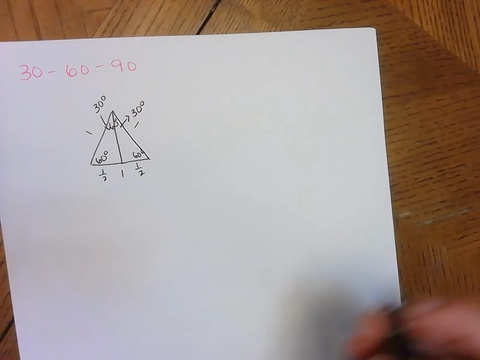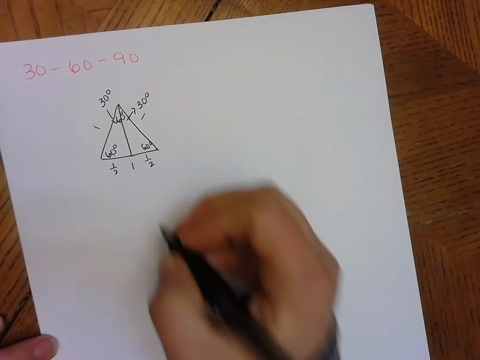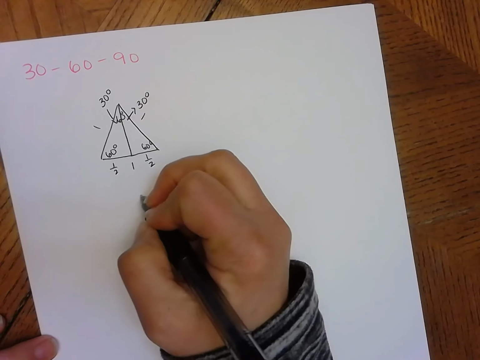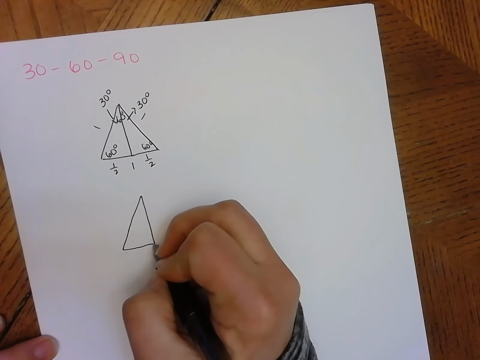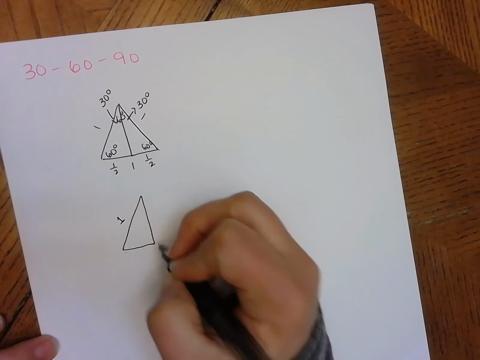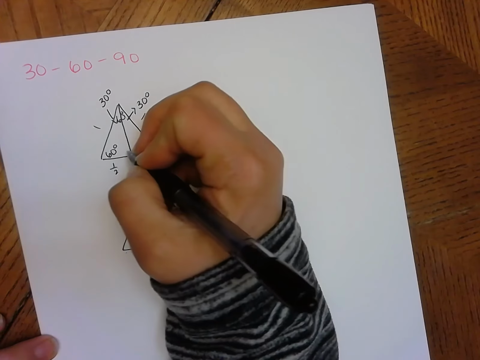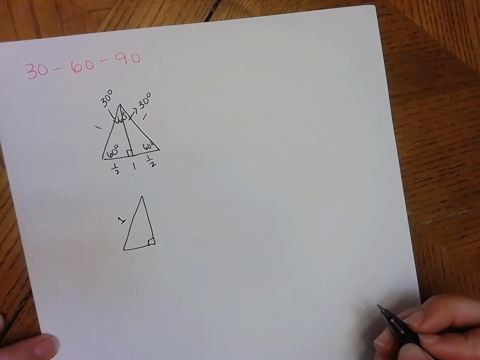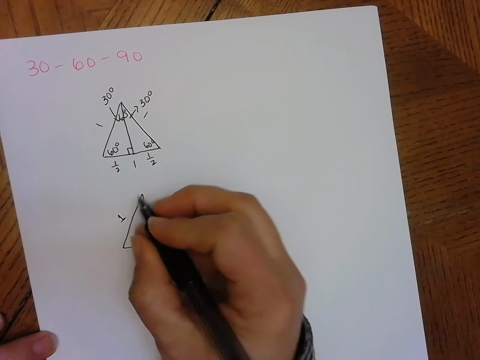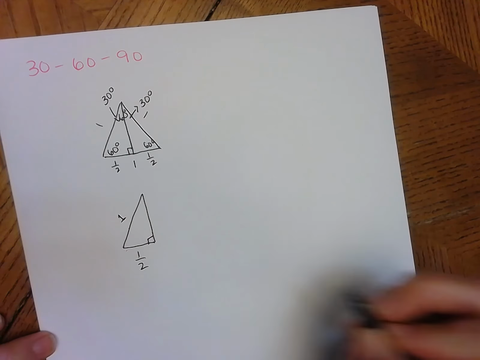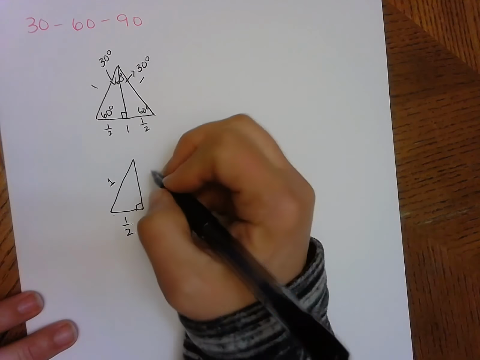Okay, so I only need one of these because I just need a 30, 60, 90 triangle, but I wanted to show the ratio of the sides here. I know that this is my hypotenuse, it's 1. This is a right angle because this is a perpendicular bisector when I drop it in here. And I know that this short side here is a half. So now I can find this part over here.